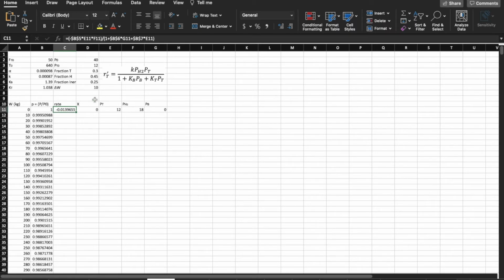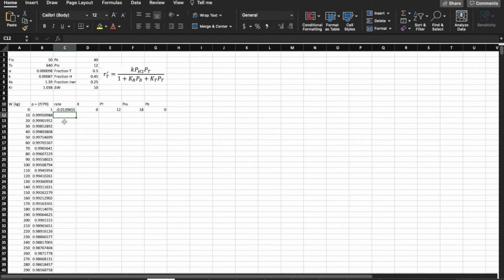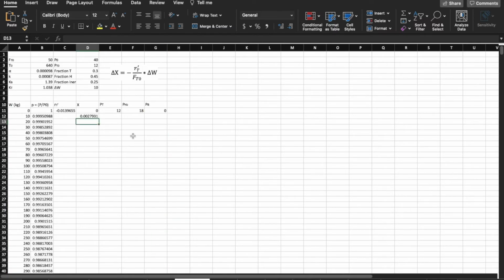Then I know the rate of reaction equation, so I filled that out right here. All these values are going to be constant, and these values are going to be changing per row or per weight. Therefore, I cannot fill in the rest of this column because I do not know the values of these columns right here.